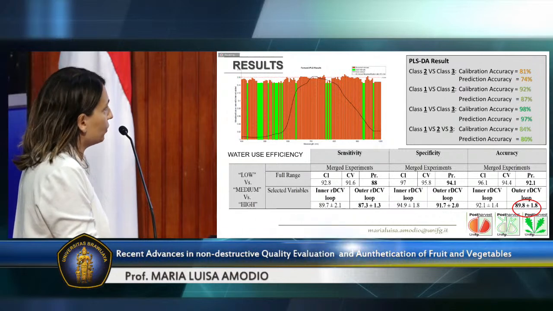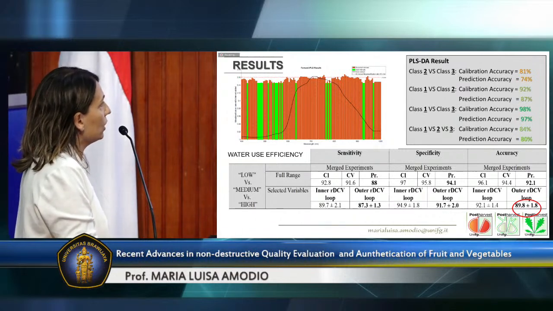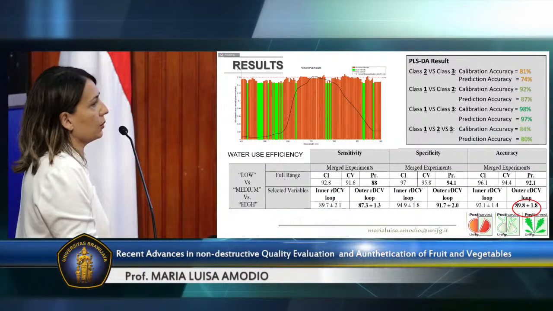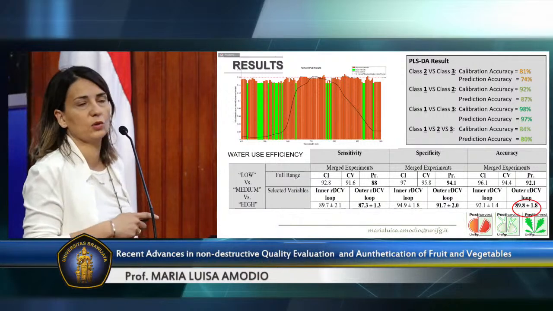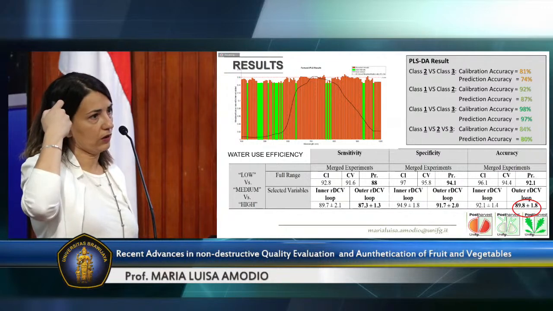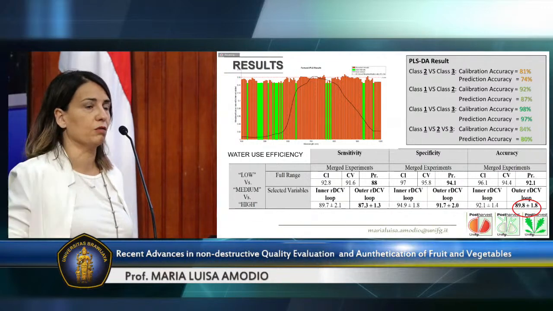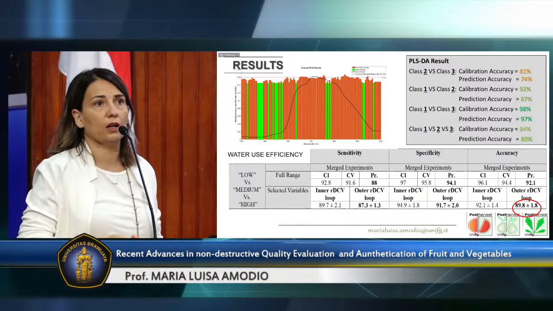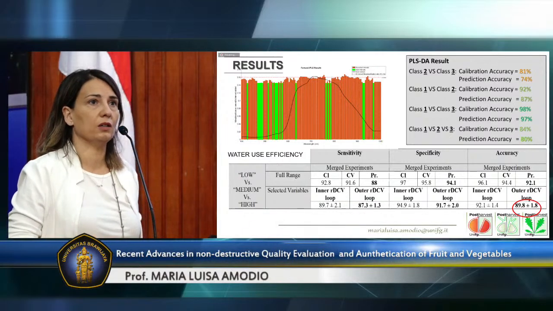And actually the further study is now, in addition to discrimination, for rocket leaves, we are doing an experiment with 6 different levels of water use efficiency, so we can see if we can predict the sustainability of the process.